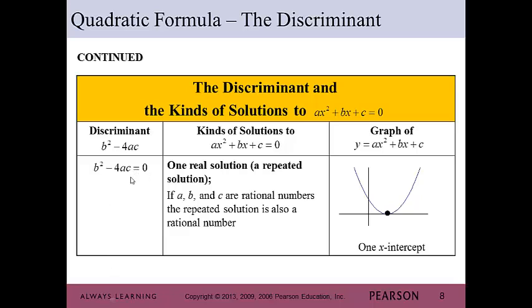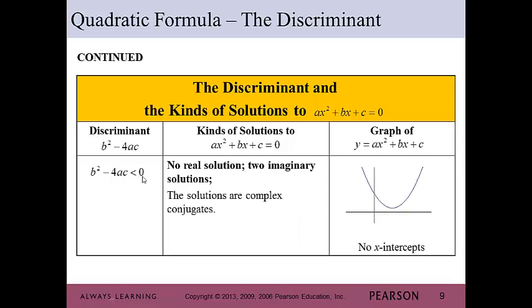If your discriminant is equal to 0, then you're going to have one real solution, meaning you only have one x-intercept. And then the last one says if your discriminant is less than 0, so negative, you will have two imaginary solutions, therefore having no x-intercepts. So you can have two real solutions, one real solution, or two imaginary solutions.